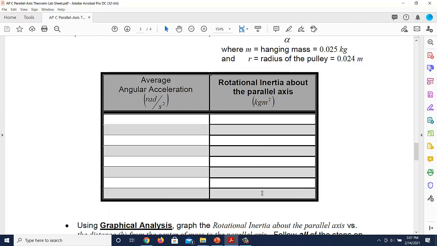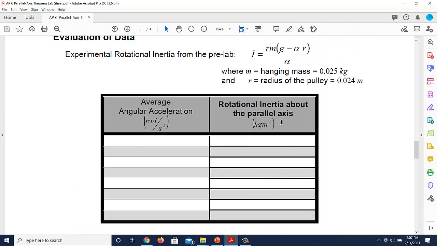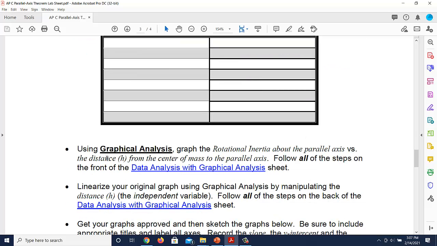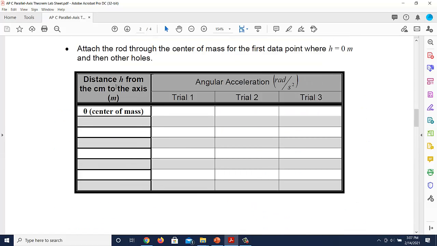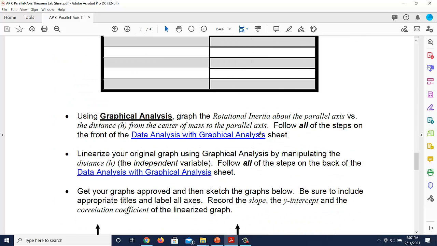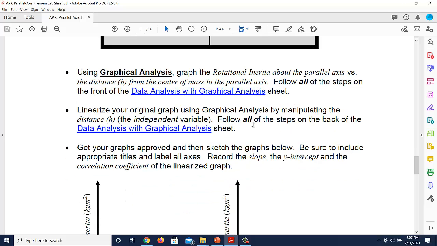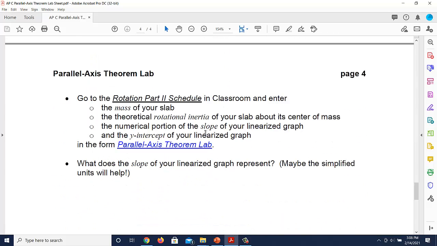Once you finish that data table, this one, you're going to graph rotational inertia versus h, the distance from the center of mass to the parallel axis. So this versus that, right? Rotational inertia versus that. So that's why I bolded those, because those are the columns you're actually going to graph. Make sure you're graphing the right thing. It's not going to be a straight line, so you're going to have to linearize it, sketch your graphs.